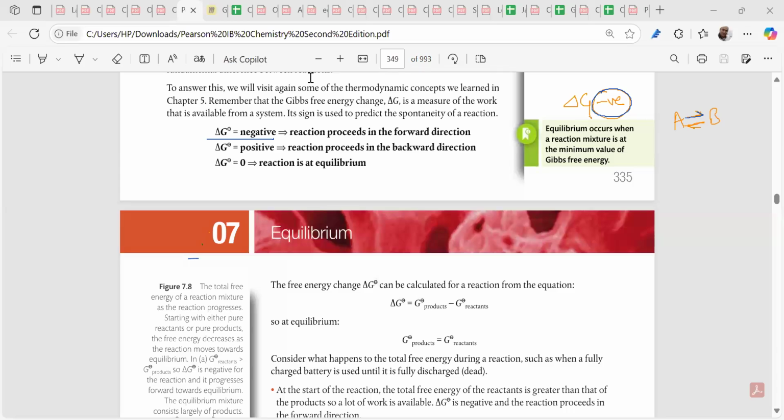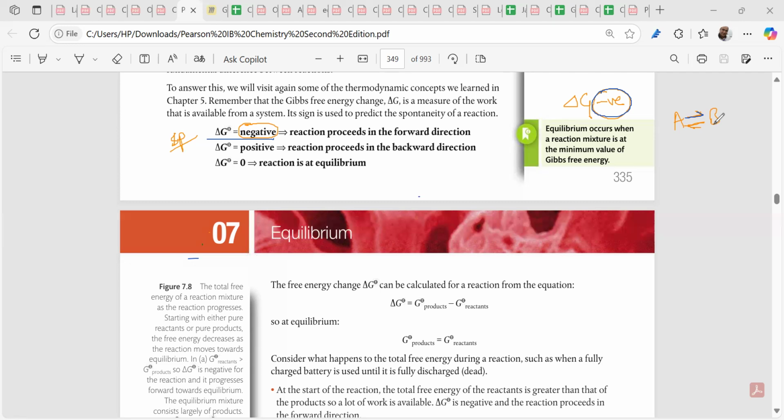When we talk about the Gibbs energy, it is a very important parameter, which tells us whether the reaction is spontaneous or not. If the Gibbs energy is negative, what does it tell you? The reaction is spontaneous. And if the reaction is spontaneous, which direction is it moving, forward or backward?